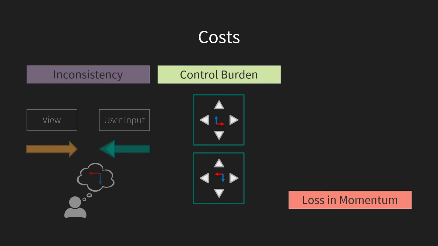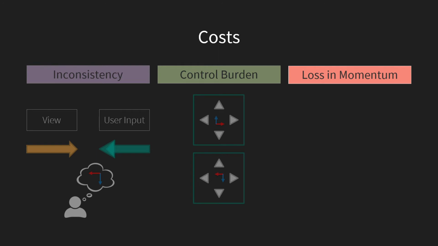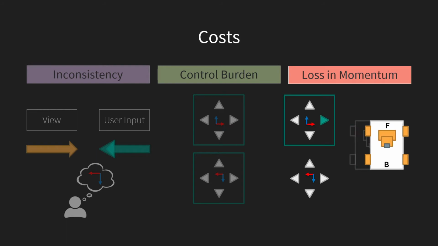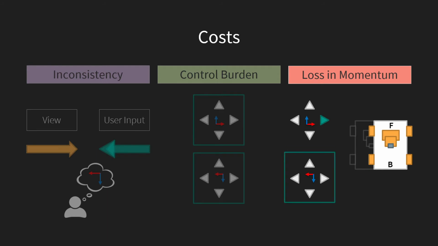The third cost is the loss in momentum. Consider the mobile robot example where the two view-aligned control frames were mirror images of each other. Suppose the user selects this control frame and presses the right key of the joystick. The robot will move to the right. If the user switches to the other control frame and continues pressing the same right key, the robot will now move to the left. This is what we call a loss in momentum. For the same user input, the robot starts to move in a different direction when another control frame is selected.